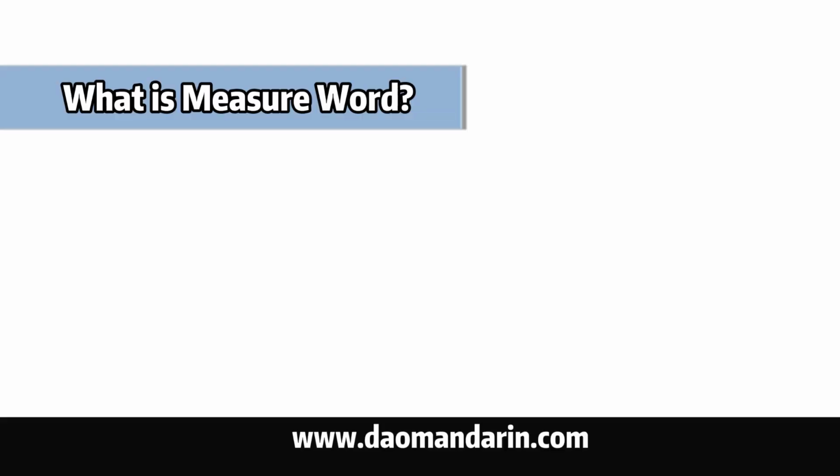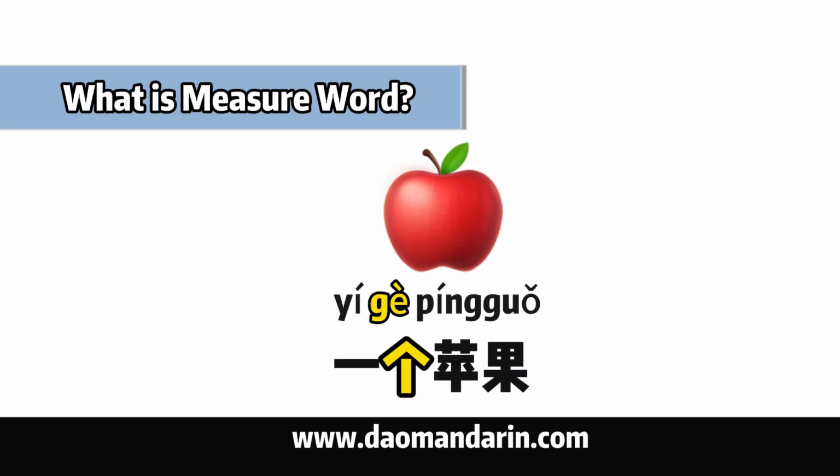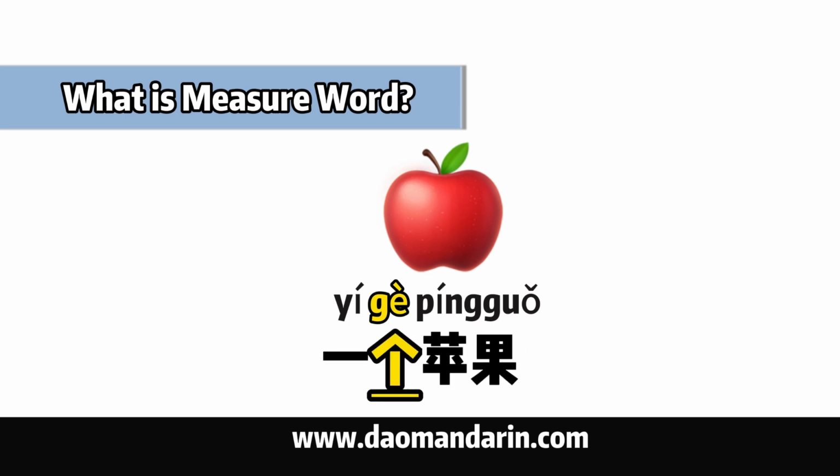What is a measure word? Let's see one example. 一个苹果. You can see 个 is the measure word.